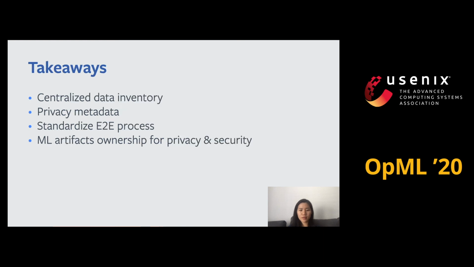In the end, I would like to share my takeaways from this experience. Privacy is and should always be the first priority for machine learning. Building machine learning artifacts ownership is the first step to ensure it. However, it is very challenging to change existing systems or people's behaviors. What we can do is to build a centralized data inventory to fit all use cases.